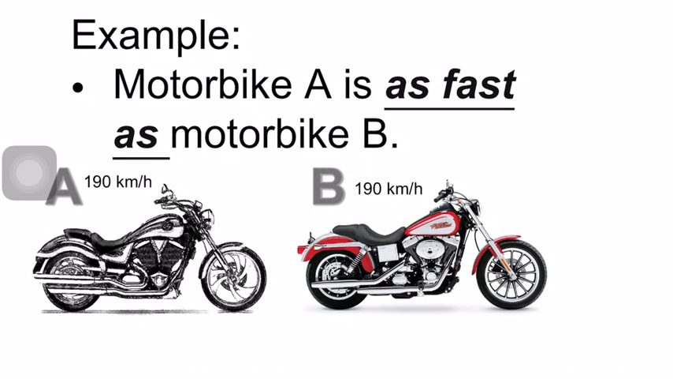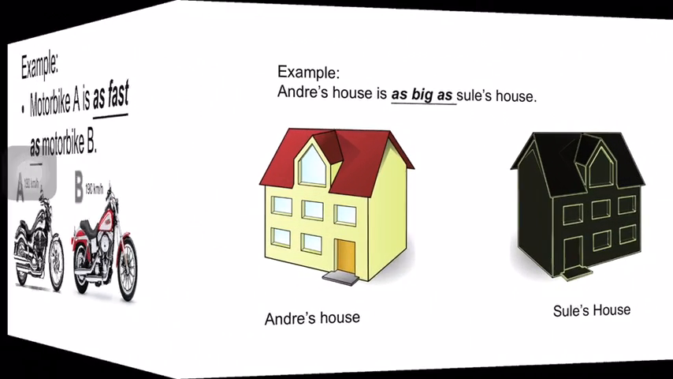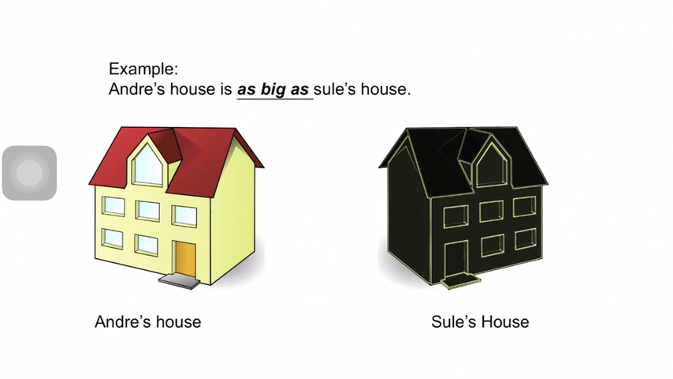Look at the motorbike A and motorbike B. Motorbike A speed is 190 km per hour. Motorbike B is 190 km per hour. So we can conclude that motorbike A is as fast as motorbike B. Look at Andre's house and Sule's house. We can conclude that Andre's house is as big as Sule's house.